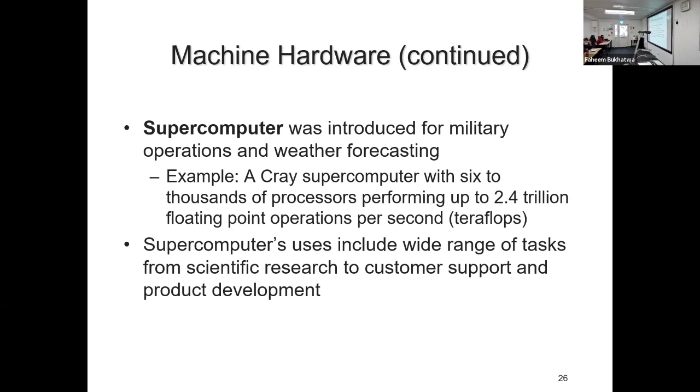So supercomputers, okay, the technologies are a bit more complex, but still they're made up of standard CPUs, but there's a large number of them. So they can execute trillions of instructions per second.